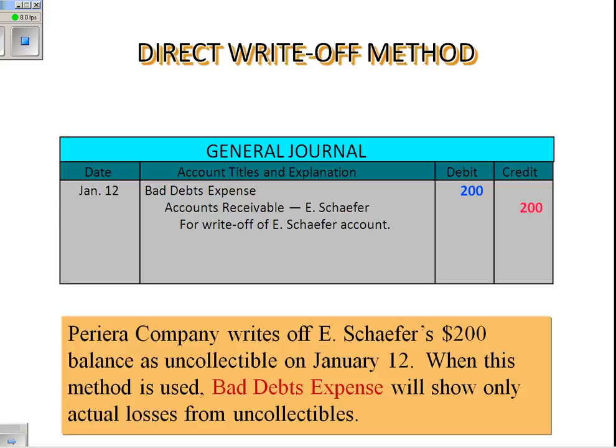The journal entry for a company using this method for their own purposes is to debit bad debt expense for the amount that is uncollectible and credit accounts receivable to take them off the books. So in this example, Pierre Company writes off E. Schaefer's $200 balance as uncollectible on January 12th. When this method is used, bad debt expense will show only actual losses from uncollectibles. It is not an estimate.